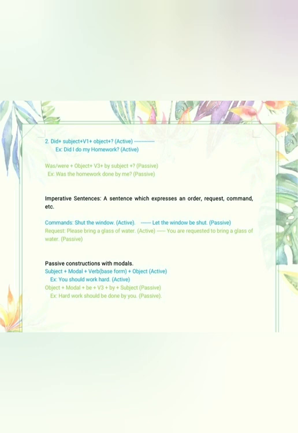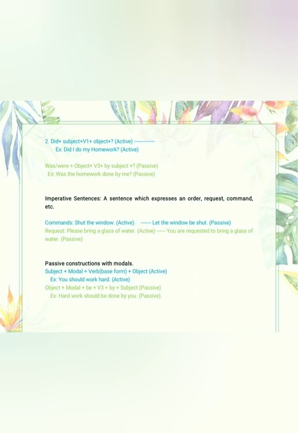Now when the question starts with did, like did plus subject plus V1 plus object, this is an active voice. Like, did I do my homework? Active. When we change this one, we will use either was or were, then object, then V3 form, then we will add one by, then subject, and then a question mark. Now, did I do my homework? It's in active voice. When we convert this into passive voice, we will get, was the homework done by me?